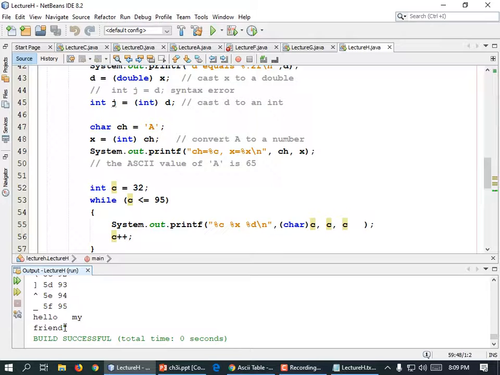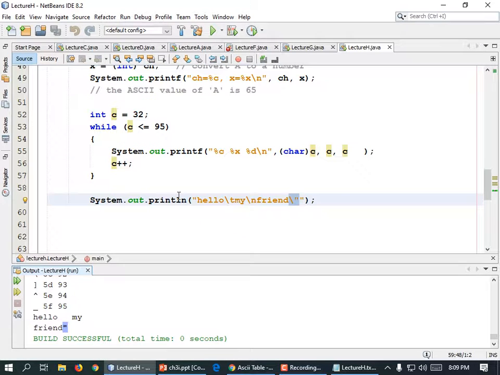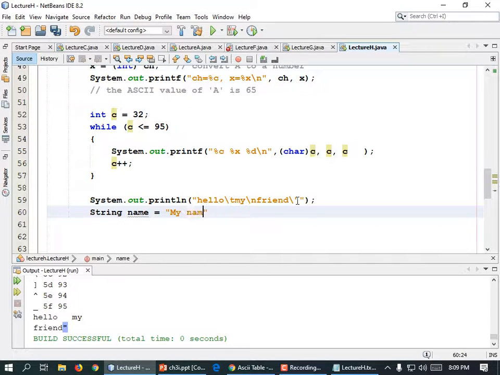Why in the world would you need a special symbol that just prints out a quote? Because how could you do this? How could you say String name equals quote, my name is quote, Slim Shady, end quote, semicolon? Well, that doesn't work. We're getting all sorts of syntax errors and stuff.